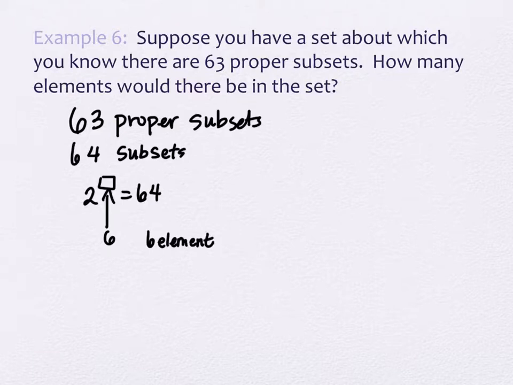So as soon as I have 6 elements, I will have 63 proper subsets. And I really don't want to write down 63 subsets. But it would be the collection of nobody in the set, 1 person in the set, 2 people in the set, all the way up to all 6 people or elements in the set.